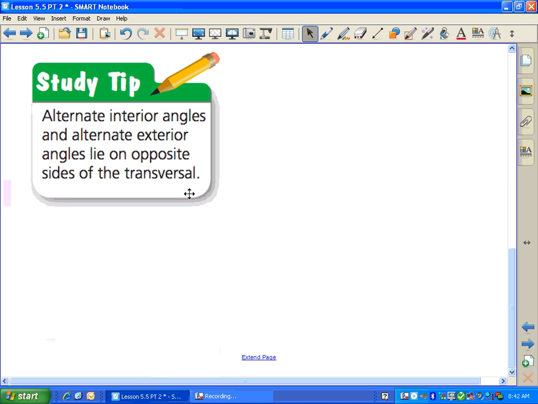Your study tip for today: alternate interior angles and alternate exterior angles lie on opposite sides of the transversal. So you can think of alternate as another word for opposites.